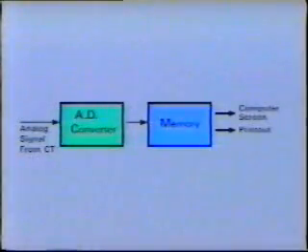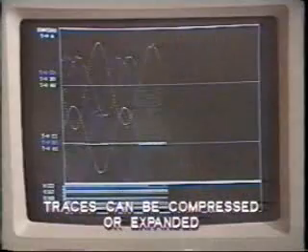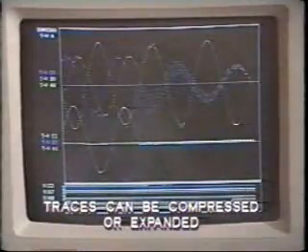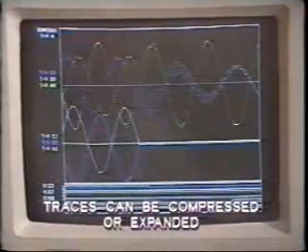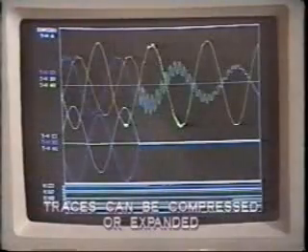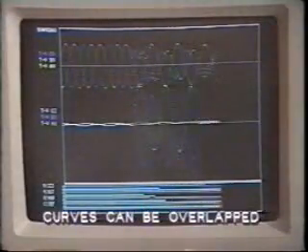The analog input is converted through an AD converter into a digital signal to be recorded in the memory of the recorder. The information can be viewed on the computer screen or printed out as required. Usually, the screen traces can be compressed or expanded in both time and amplitude so that a variety of signals can be compared. For precise examination, the curves can be overlapped.